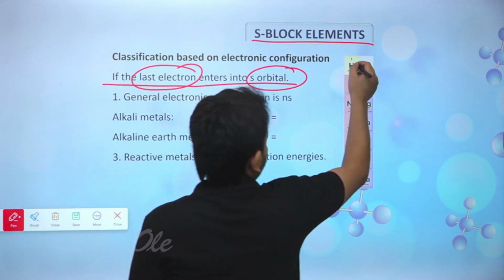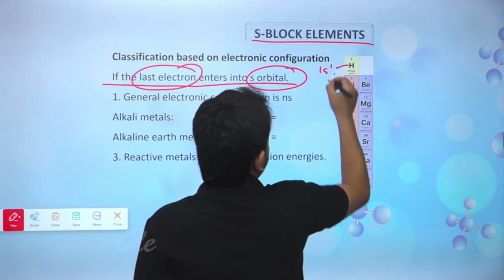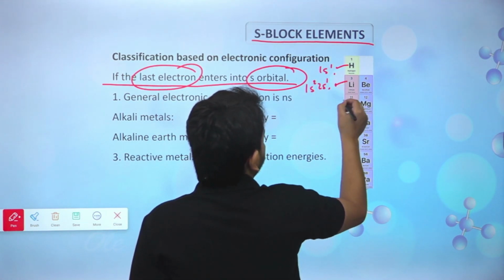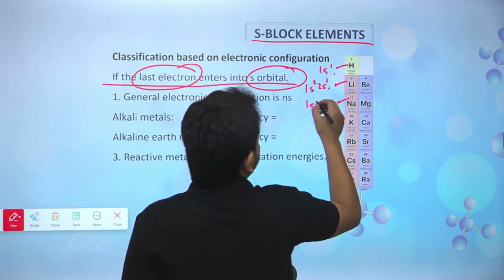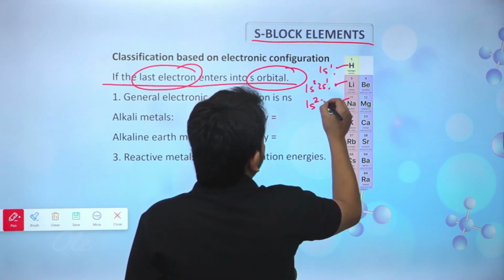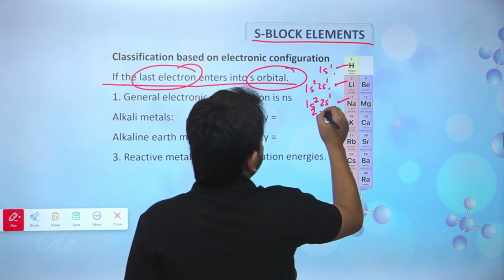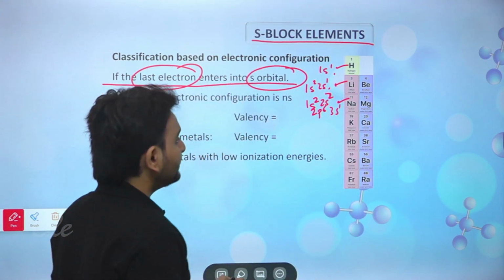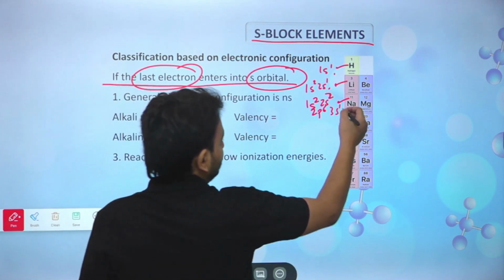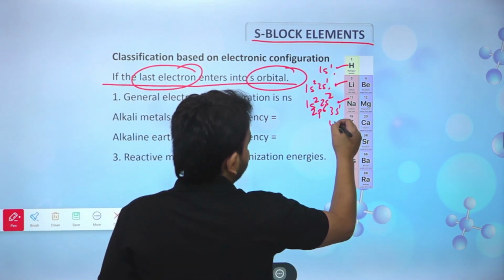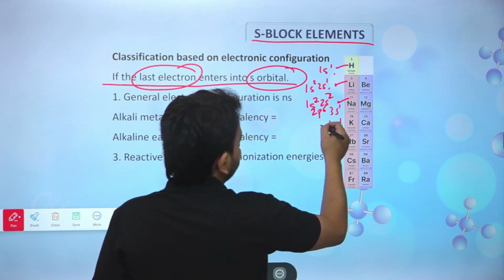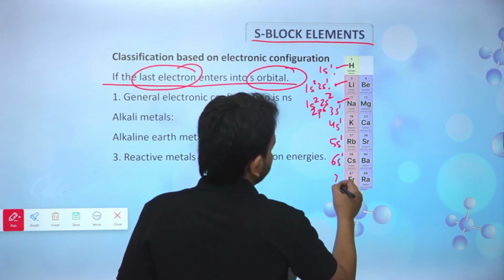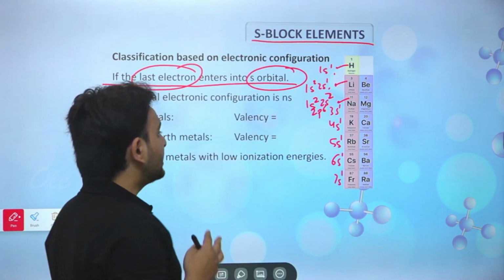For example, hydrogen is 1s1. Lithium is 1s2, 2s1. Then 1s2, 2s2, 2p6 and 3s1. Like that, this will be 4s1, the final electron going into the fourth shell. This will then be 5s1, this will be 6s1, this will be 7s1. I hope you've understood this, guys.